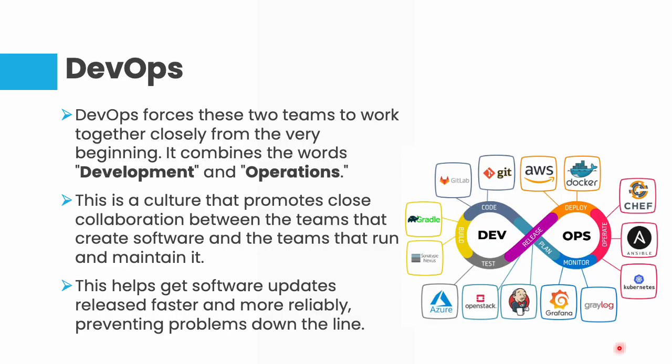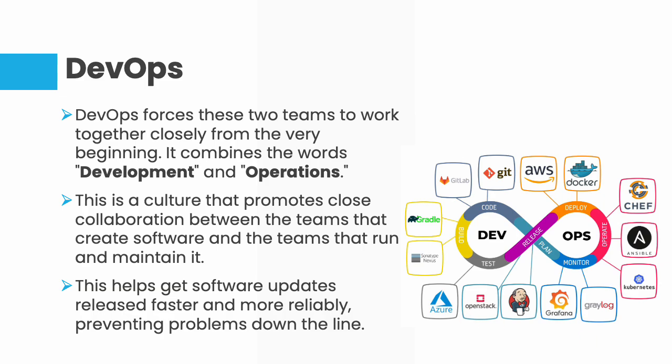And DevOps is a culture that promotes close collaboration between the teams that create software and the teams that run and maintain it. By working together, they can create software that is not only functional but also easier to deploy, run, and monitor.